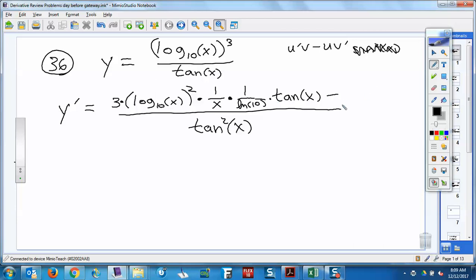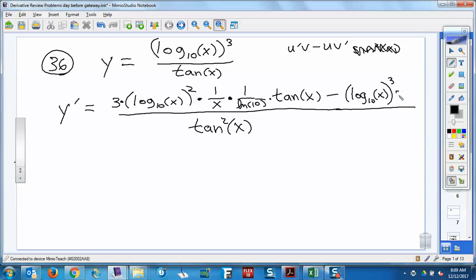Now I've got my minus, and now I've got the rest of it. I've got u, which is just the top, so that would be log base 10 of x all cubed. And then the derivative of tangent is secant squared. And that's really all I can do. I can't really do anything to that, right? So that's it. As messy as that looks, it's really pretty straightforward.